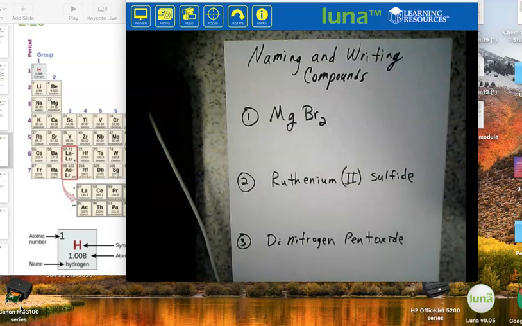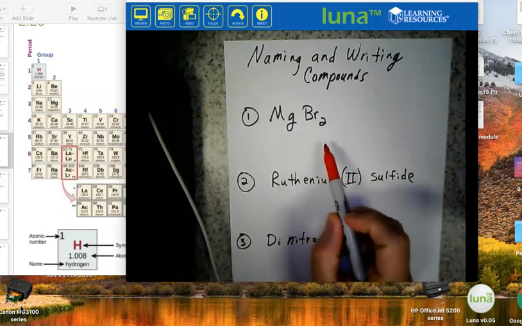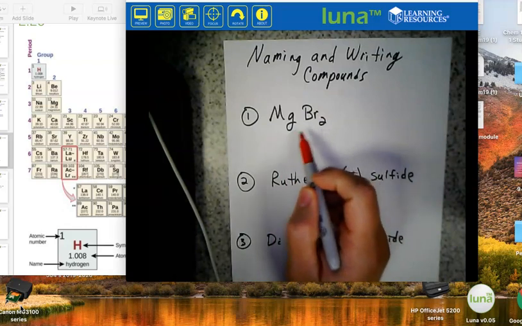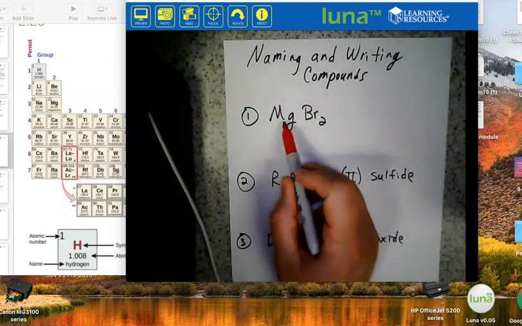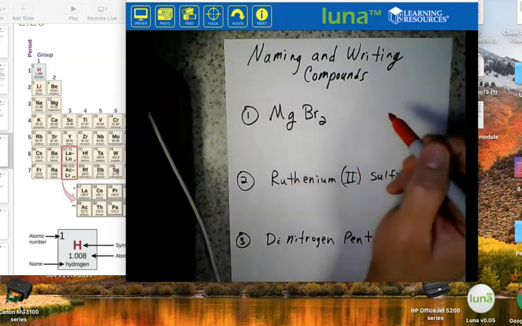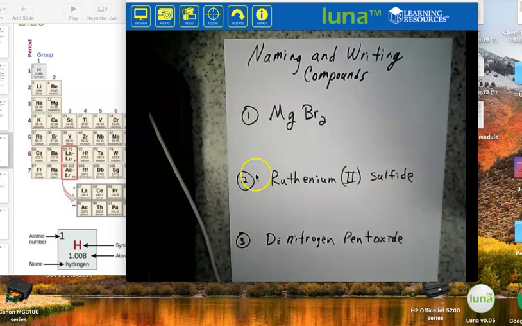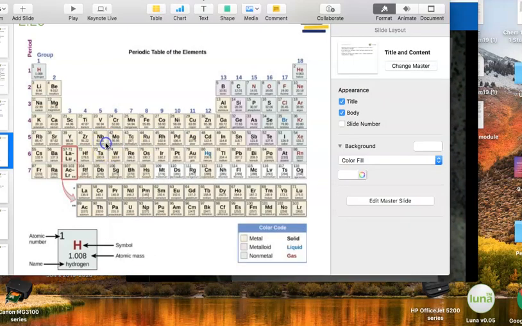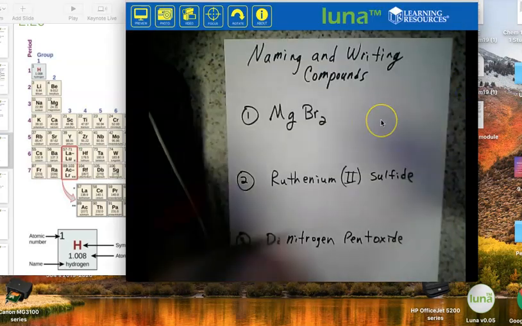So for the first compound here, we have MgBr2. The first thing I'm going to do is figure out, looking at each element, which type of compound this is. Is it ionic or molecular? If I look on the periodic table, which is color-coded based on metals, nonmetals, and metalloids, magnesium is classified as a metal. Bromine is a nonmetal, and a metal and a nonmetal means this compound is an ionic compound.